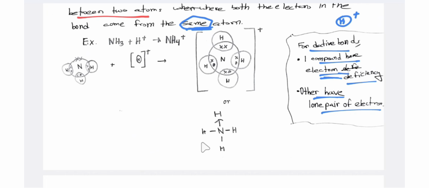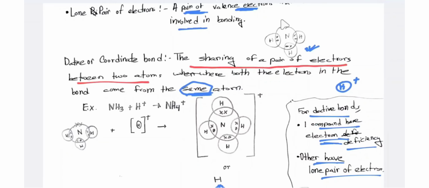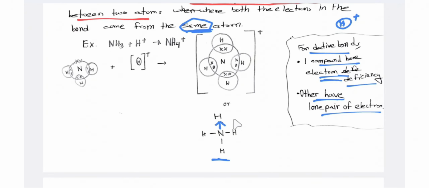So usually we show the dative covalent bond like this, where this arrow refers to the dative bond and it moves from the atom that gives the lone pair of electrons to the one that gains the electrons. Since nitrogen has a lone pair of electrons, the arrow is from nitrogen to another atom. Let's suppose this is hydrogen.